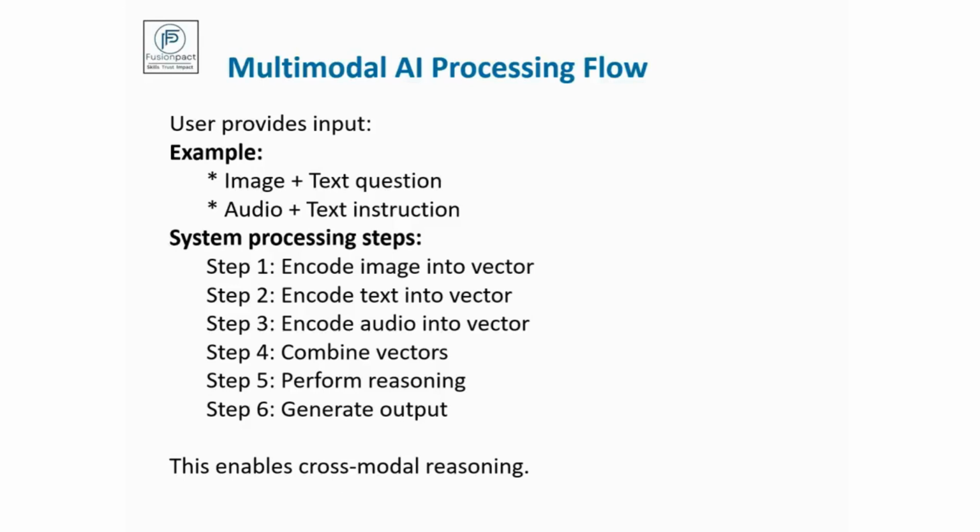So the steps of processing are: step one, encode the image into a vector. Step two, encode the text into a vector. Step three, encode the audio into a vector. Step four, combine the vectors. Step five, perform the reasoning, and then step six, generate the output.